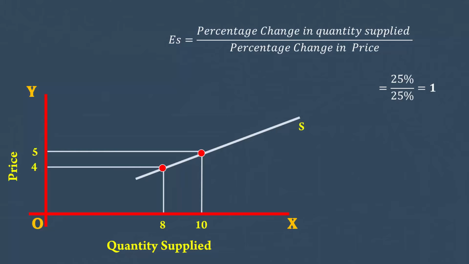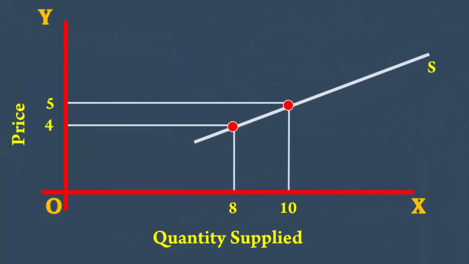Here is a tip for the students to draw the unitary elastic supply curve. Draw the supply curve in such a way that if the lower segment of the supply curve is extended, it must pass through the origin, no matter what its slope is.